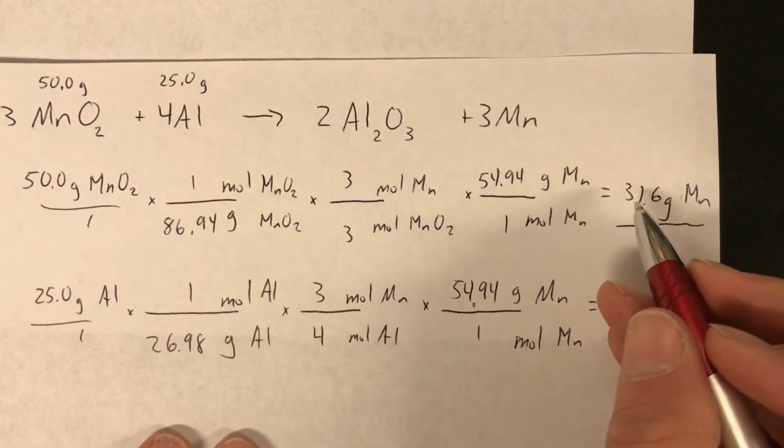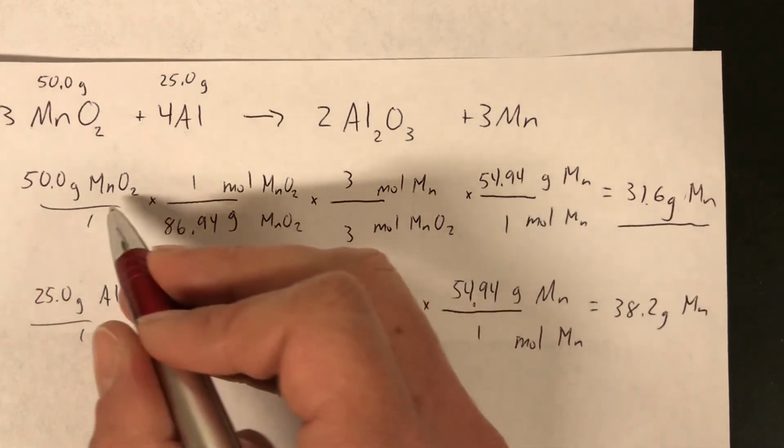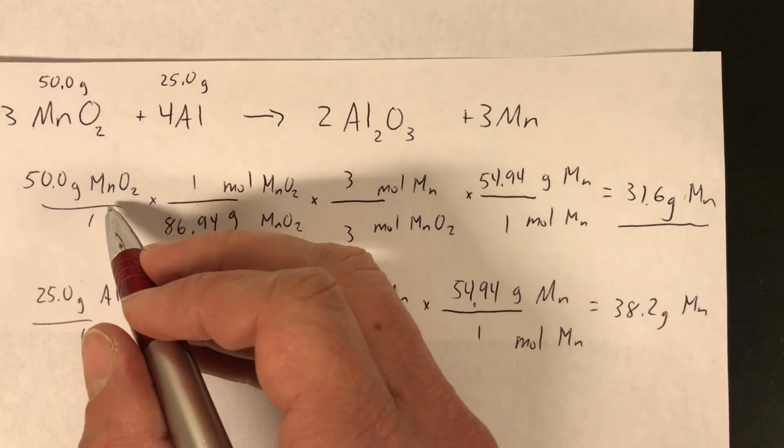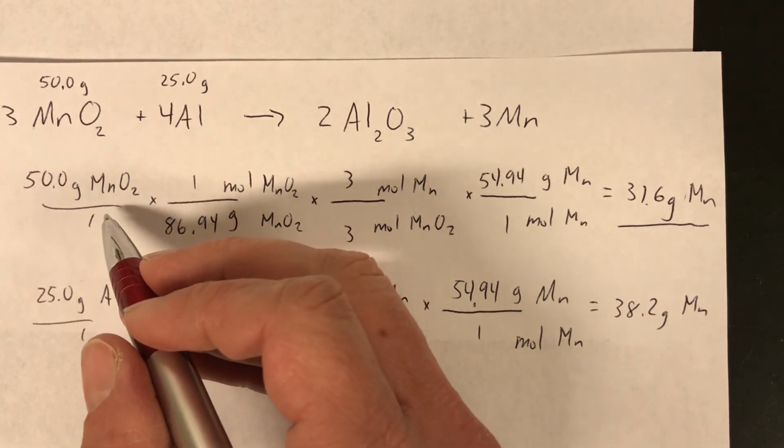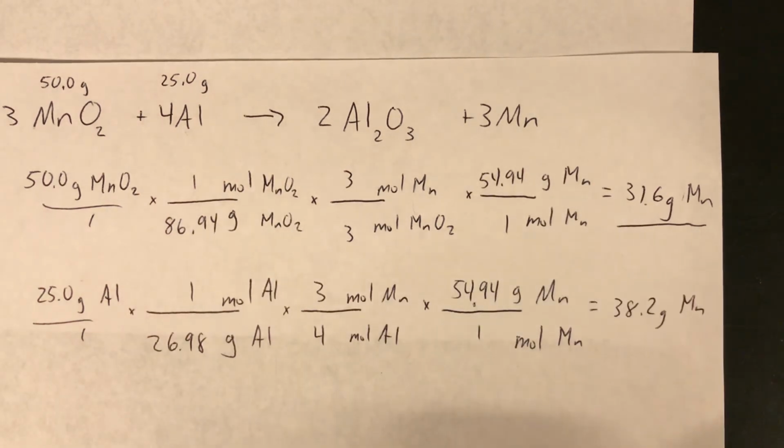So the least amount of product is produced right here. So we know that we're going to end up with 31.6 grams of manganese, and that's where the reaction will stop because we would have used up all the manganese 4 oxide. So the manganese 4 oxide is the limiting reactant, and the amount of manganese produced would be 31.6 grams.